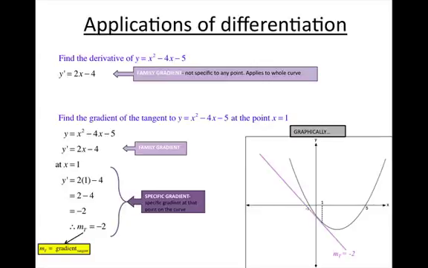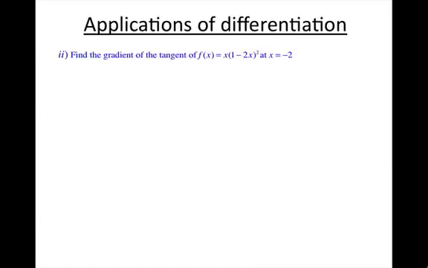Let's take this a little further. The question asks us to find the gradient of the tangent of f of x equals x into 1 minus 2x squared at x equals negative 2. So they're asking for the gradient of the tangent, in other words the derivative, but specifically when x equals negative 2. So we know we've got to differentiate it. We've got to differentiate that function there, and in order to do that we should go about it in the way that we just learnt in our art of differentiation lesson, and ask ourselves the question, will it easily combine? Well, this one here, it actually will.